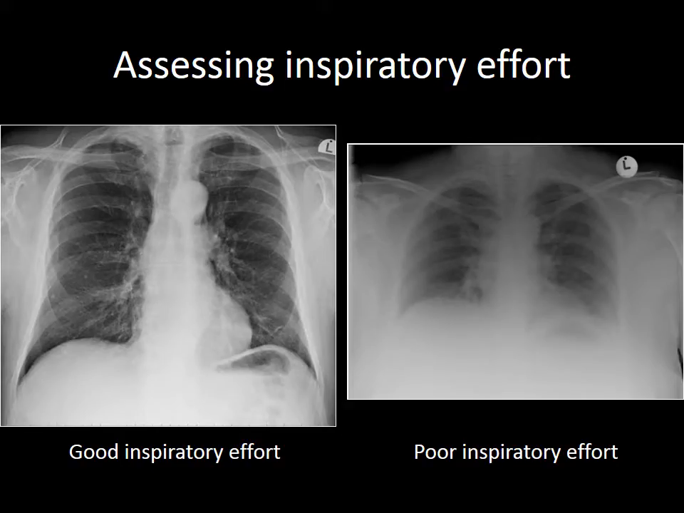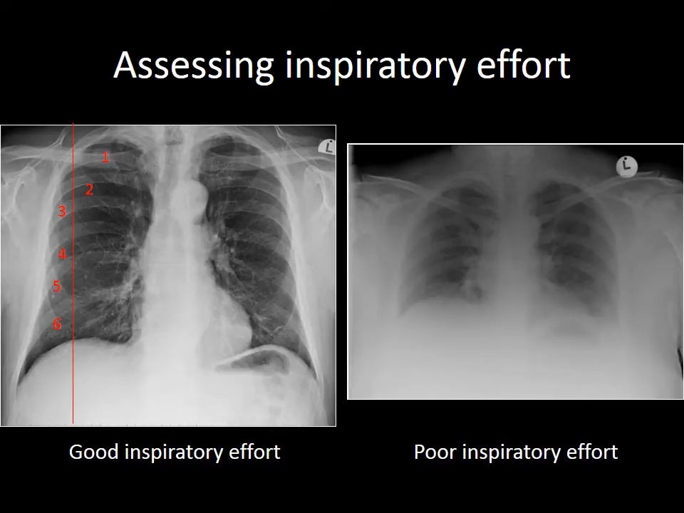Both of these chest X-rays are of the same patient. The chest X-ray on the left demonstrates good inspiratory effort, and the chest X-ray on the right demonstrates poor inspiratory effort. Good inspiratory effort should demonstrate the sixth anterior rib intersecting the diaphragm at the midclavicular line.